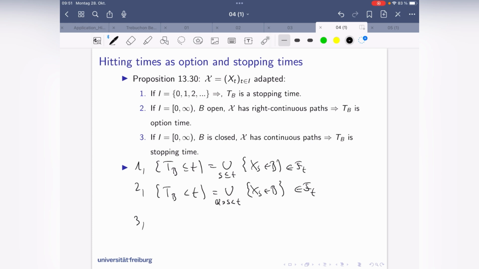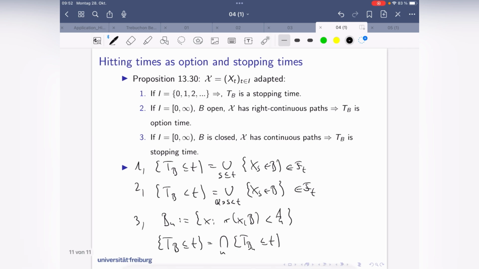So that's okay, and for closed B and continuous paths, I want to show that Tb is a stopping time. I'm doing the following. First, I set a small ball around B. That's the set of x such that the distance of x and B is less than 1 over n. So I'm making a very small epsilon ball with radius 1 over n around B. And then I can say Tb less or equal than t means I have to have hit Bn before that, for all n. And here I need the continuous paths as well as the closedness of B.